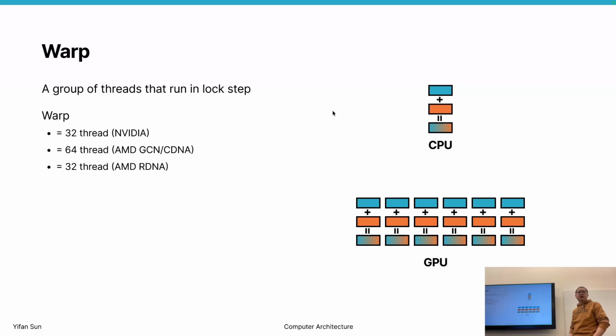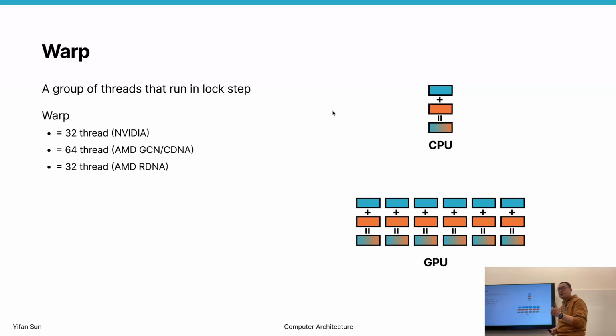In NVIDIA terminology, it's called a warp. In AMD terminology, it's called a wavefront. I'm going to use NVIDIA terminology today and use AMD terminology on Thursday, so that you get familiar with both. Mainly I'm more familiar with GPU programming, CUDA programming, but more familiar with AMD architecture. So a warp is a group of threads that runs in lockstep.